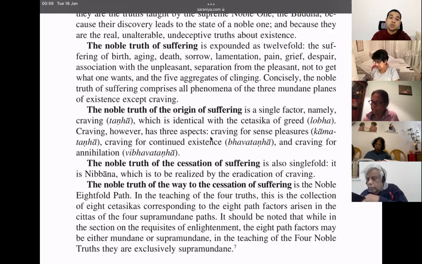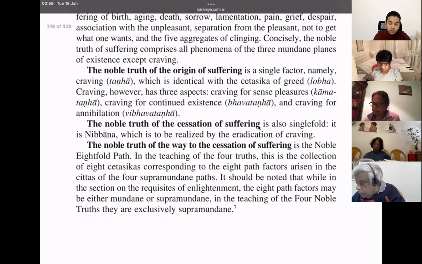The noble truth of the cessation of suffering is also singlefold. It is Nibbana, which is to be realized by the eradication of craving. Right? Which is to be realized by the eradication of craving.